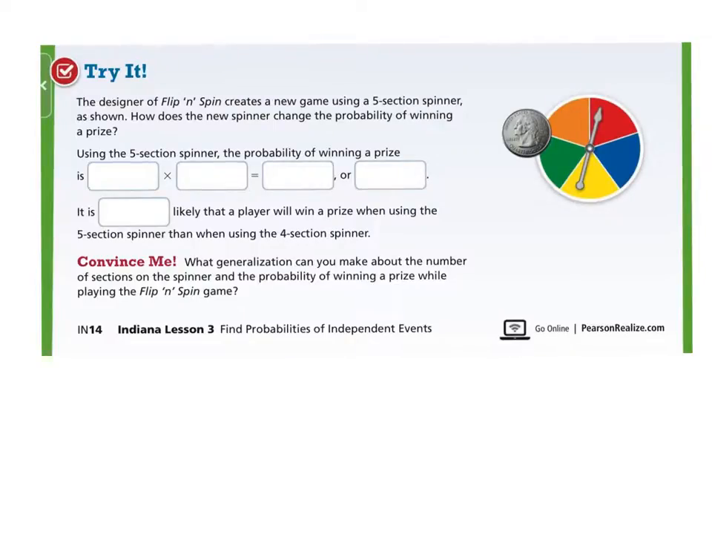On the Try It, the designer of Flip and Spin creates a new game using a 5-section spinner. How does the new spinner change the probability of winning a prize? So if we look at this, if we consider the same options for winning a prize, basically what we're looking at, the book's not really showing this real great, but probability of heads and then blue is what we're looking at again.